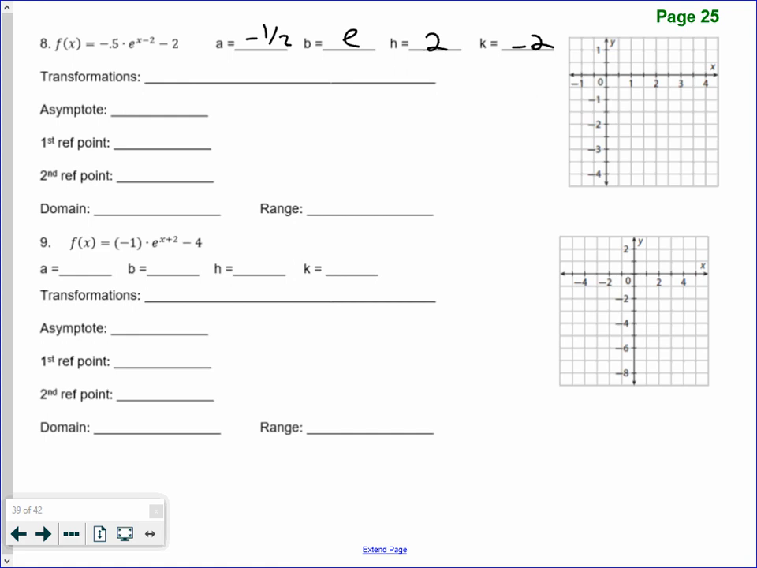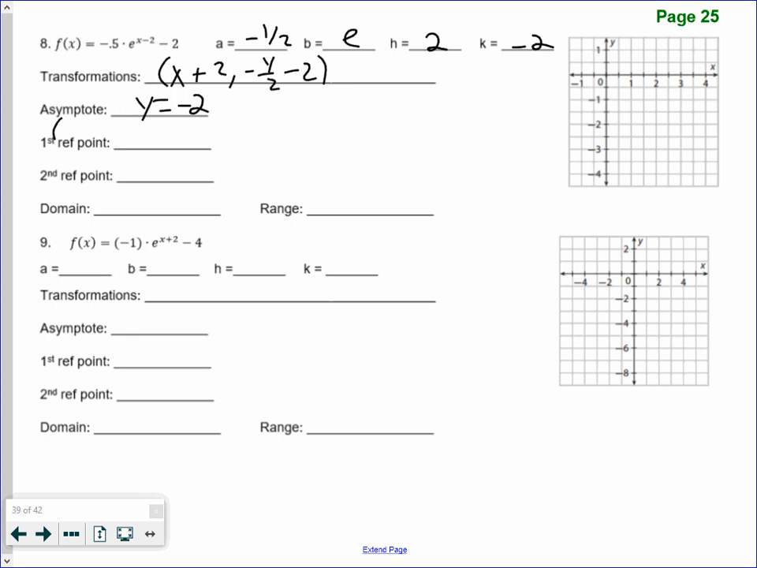So our transformations, or really, I'm just going to make our transformation rule. It's x plus h, so x plus 2. And then a y plus k. So negative 1/2 times y is just negative y over 2 plus k, so minus 2. Our asymptote is at y equals k, so y equals negative 2.